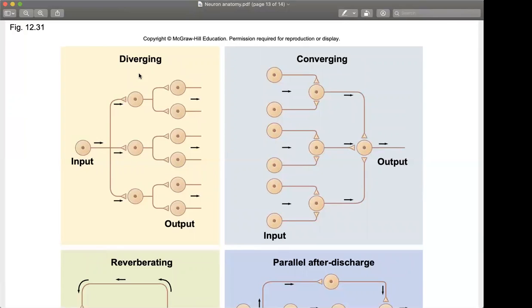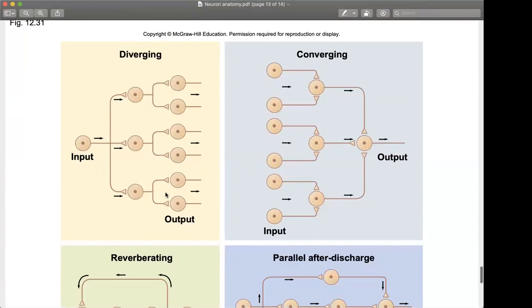So you have a diverging system where the axons split, and one neuron can communicate with several different neurons and send that signal to several neurons, who then send that signal on to more neurons. So you have a multiplicative effect. The input from one neuron can cause several hundred neurons to fire in response. So you can multiply your output.